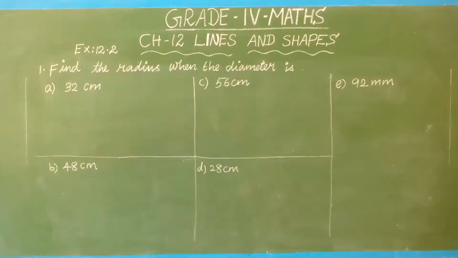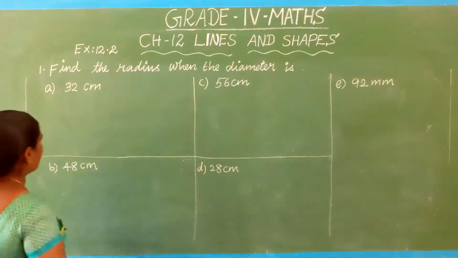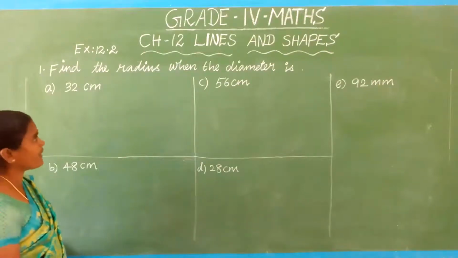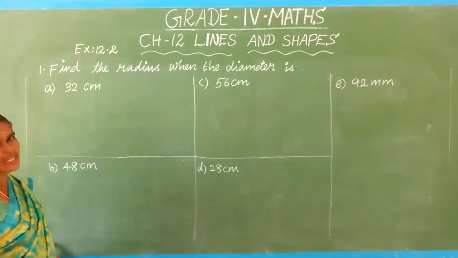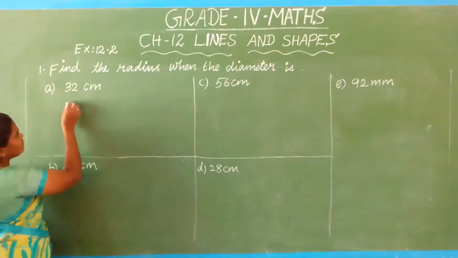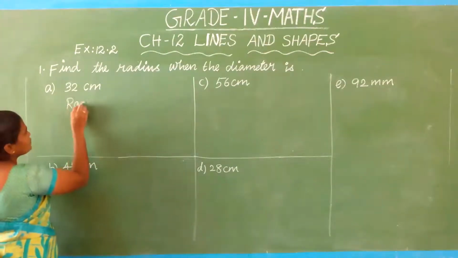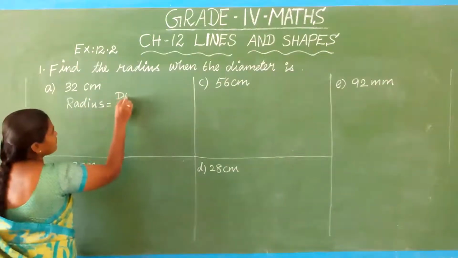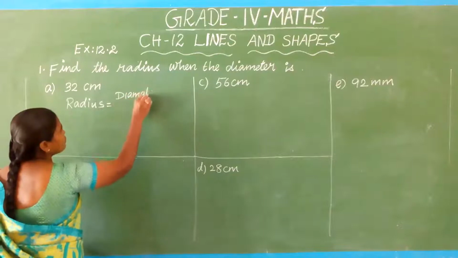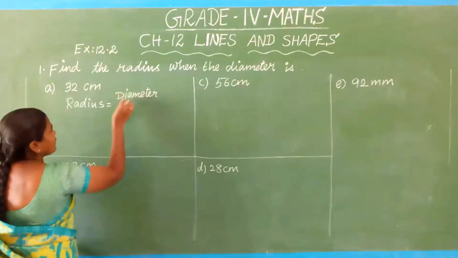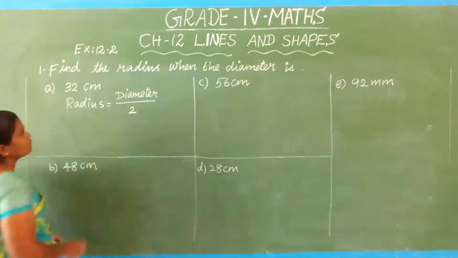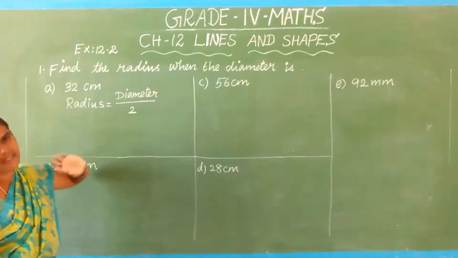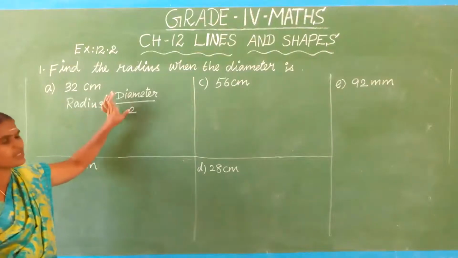So exercise 12.2. First question. Find the radius when the diameter is given. So you find the radius here given diameter. So what is the radius formula? Radius is equal to diameter by 2. So here given diameter, find radius. So radius is equal to diameter by 2.